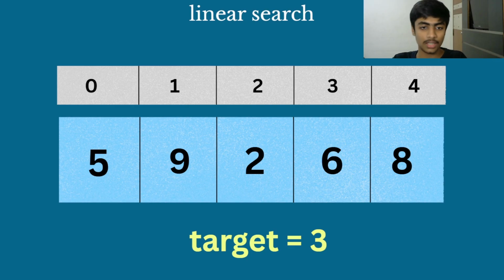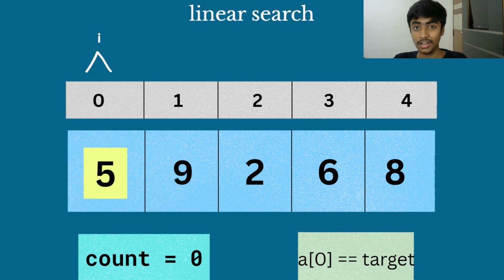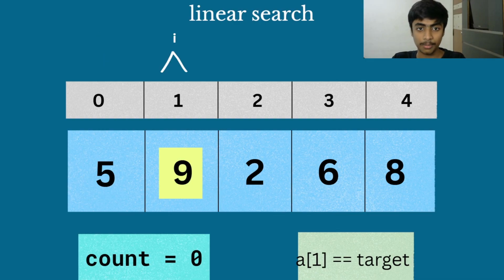Well, let's assume this array. It's the same array, but now I'm searching if the value 3 exists in the array. When we start the iteration, we're going to check if a of 0, which is 5, is equal to target. Target is 3. Since this condition is false, our count is going to stay as it is. I increments to 1 and now we're going to check if a of 1 is equal to target. Basically, if 9 is equal to 3. The condition is again false, so our count stays as it is.